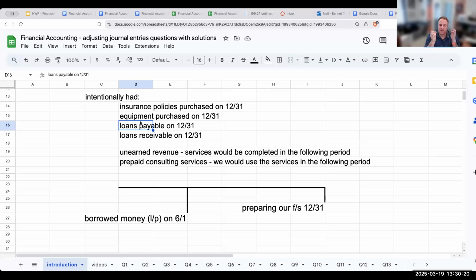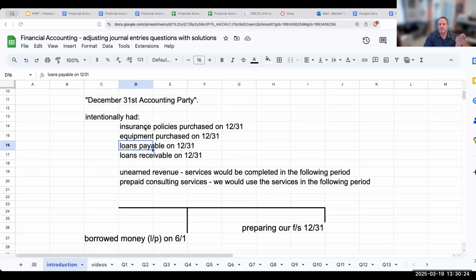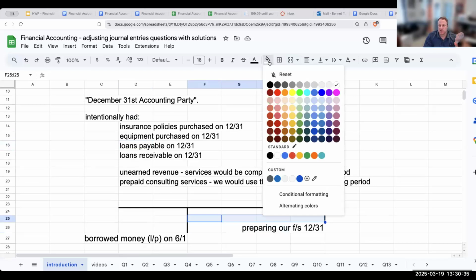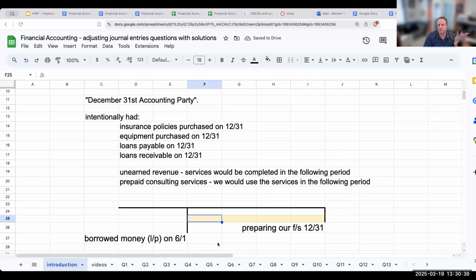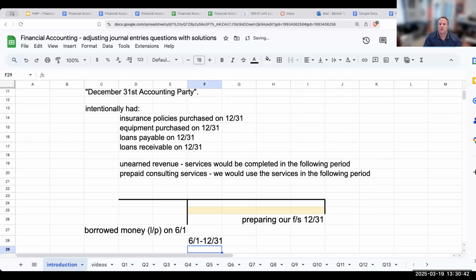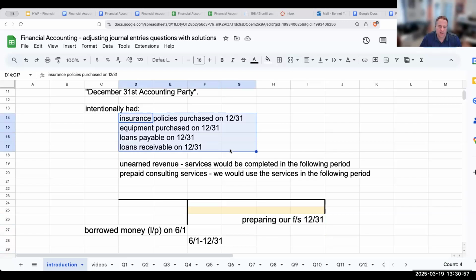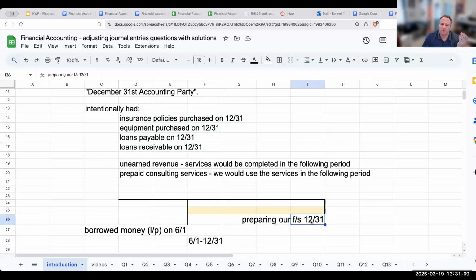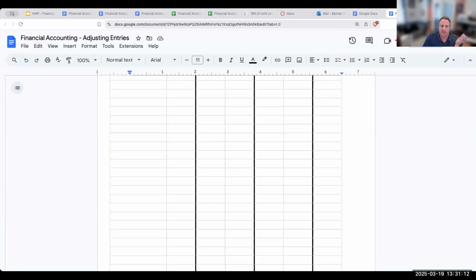Well, the challenge is that when you have any of these types of things happening on a different date than the financial statement preparation date, what we have here is essentially the passage of time, right? So we have this period of time from 6/1 to 12/31. I borrowed the money on June 1st, but I have this passage of time. Unlike for exam 1, where we were preparing our financial statements and these were all happening on the same day. But because we have this passage of time from when we had our transaction to the end of the year, I have to prepare an adjusting journal entry.